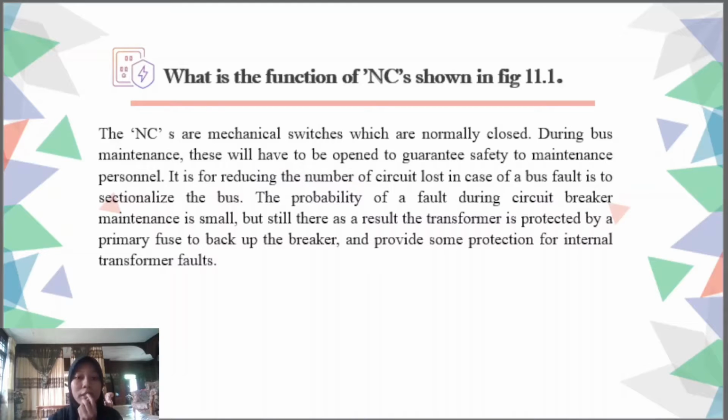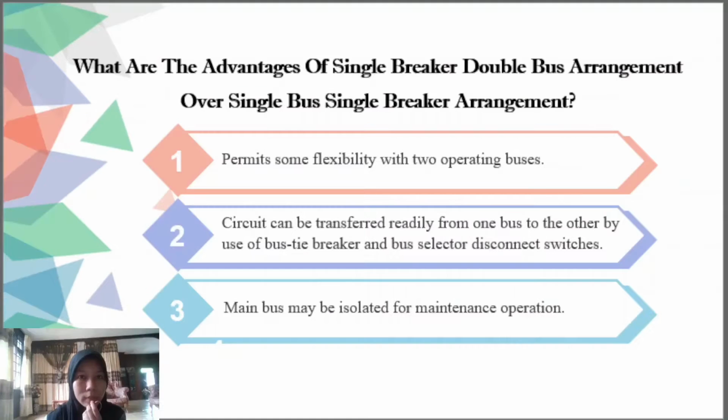It is for reducing the number of circuit loss in case of a bus fault, or to de-energize the bus. The probability of a fault during circuit breaker maintenance is small, but still there. As a result, the transformer is protected by a primary fuse to back up the breaker and provide some protection for internal transformer faults.